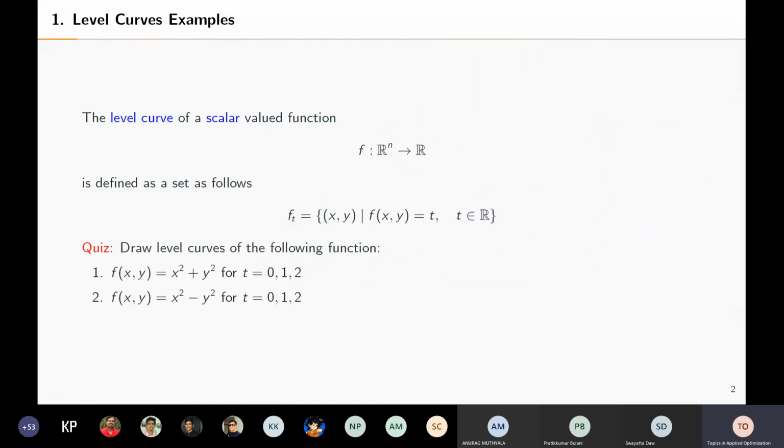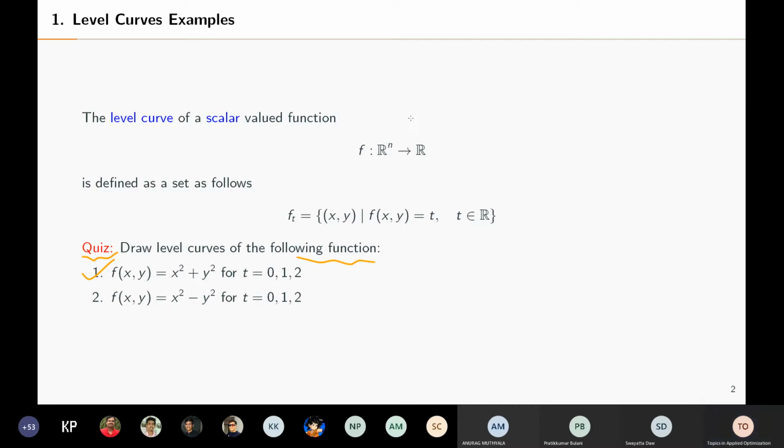So here is the quiz for you. Draw level curves of the following function. We need to draw the level curves of the following function. Let us say we would like to discuss the level curve of this, which is f(x, y) equals x square plus y square.